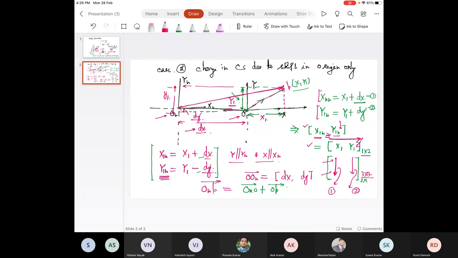Sir, if 3x3 matrix, we can take as first column 1 0 dx, second column 0 1 minus dy, and third column zeros.